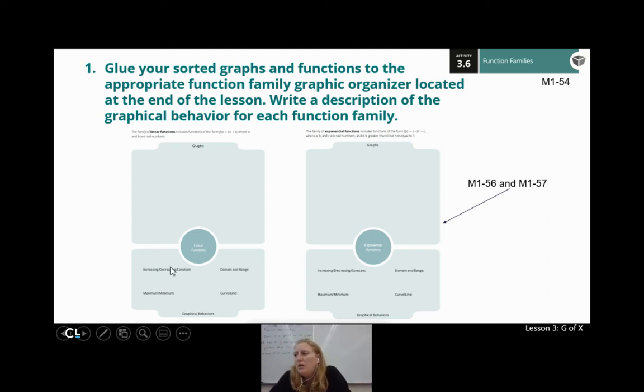Tell me what you can tell me about the domain and the range, increasing, decreasing, constant. Maximums or minimums, curves, lines. Tell me about their behavior. Go ahead and hit pause to glue in your graphs and describe all of these lovely guys. Then hit play when you're ready to keep going.